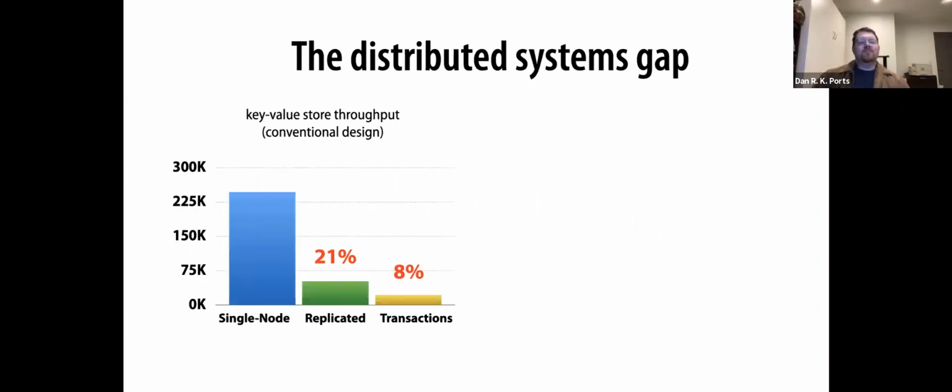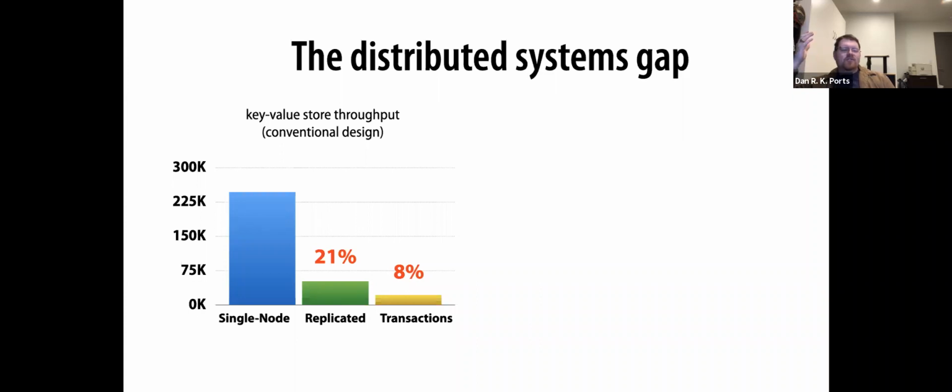So let me give you a couple of examples. I've done a lot of work in distributed storage. So this first graph I'm showing you here is how fast a key value store we could build using a conventional design when I did this, I don't know, maybe 8 years ago. And I'm going to be mixing a lot of results from different places here. So you should take some of these numbers with a grain of salt. I just want to get across a couple trends.